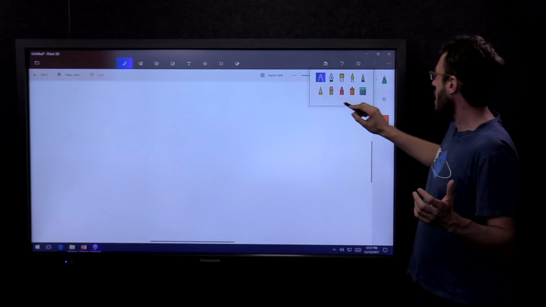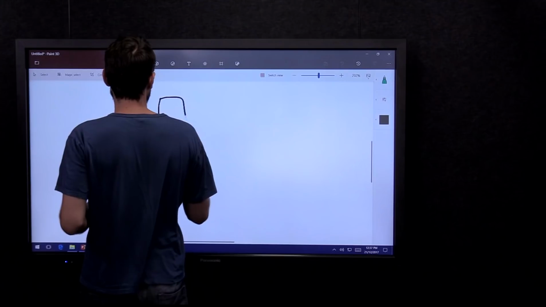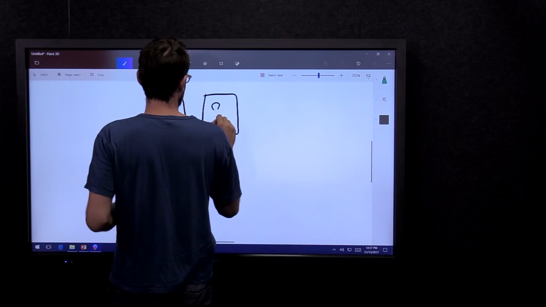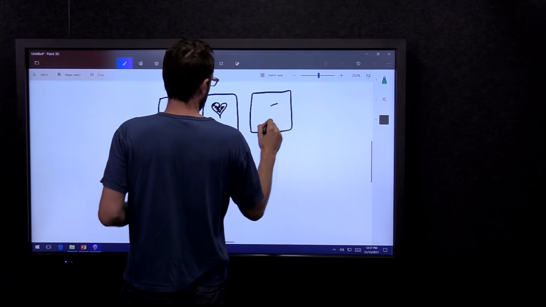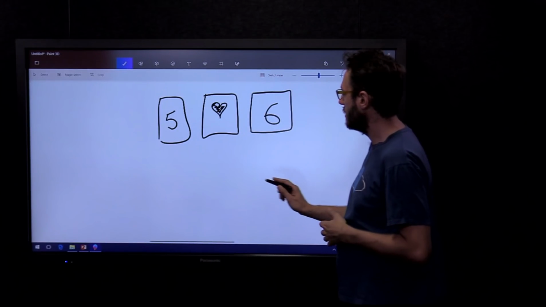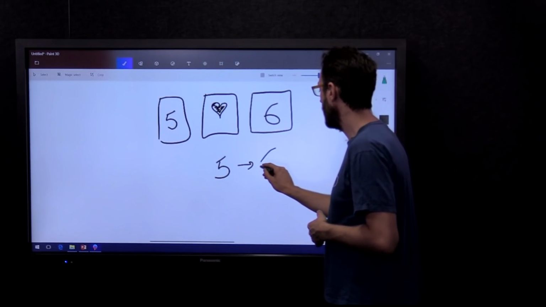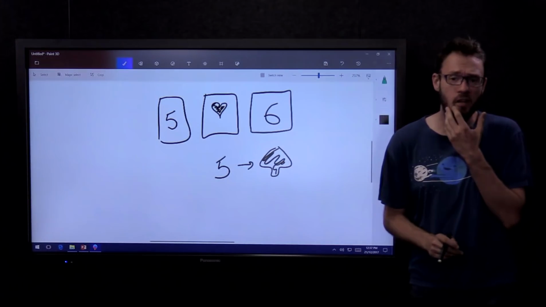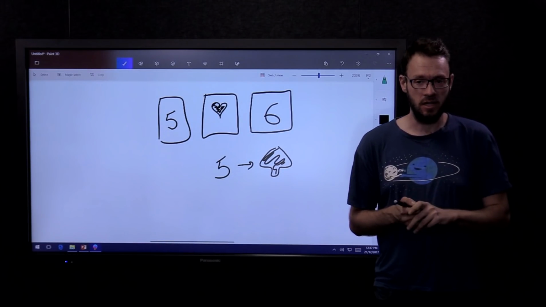So I'm just going to have three cards, just a very simple example to get us started. Now I've got a 5, a heart and a 6, and with respect to this set of cards I'm going to test the conditional: if a card has a 5 on one side, then it has a spade on the other side. Now, what I've got to try and work out is how many of these cards I need to turn over in order to rule it out that the conditional is false.